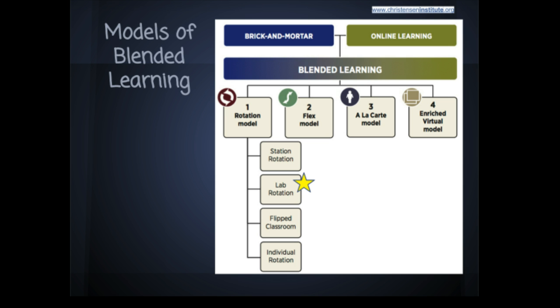A lab rotation is where students rotate on a fixed schedule or at a teacher's discretion among locations on the school campus. At least one is a learning lab for predominantly online learning, and the others are classrooms for other learning modalities. The lab rotation model differs from the station rotation model because students rotate among locations on the campus instead of staying in one classroom for the blended course or subject.